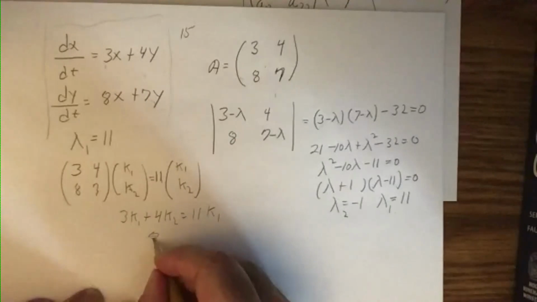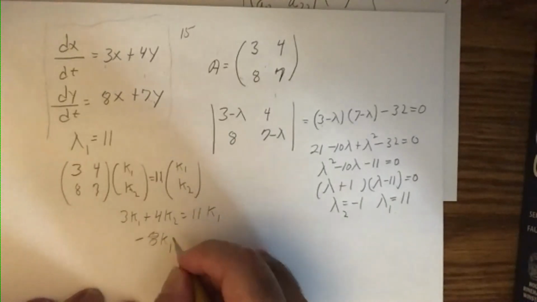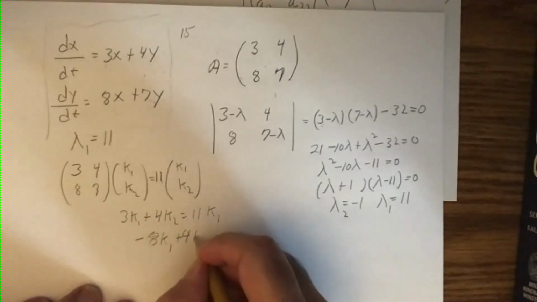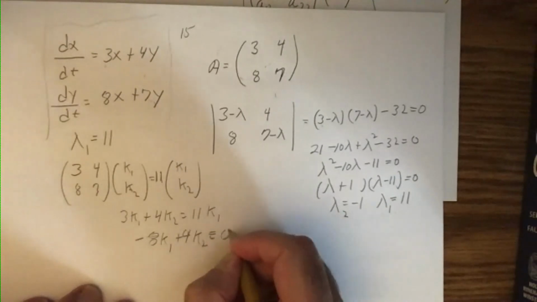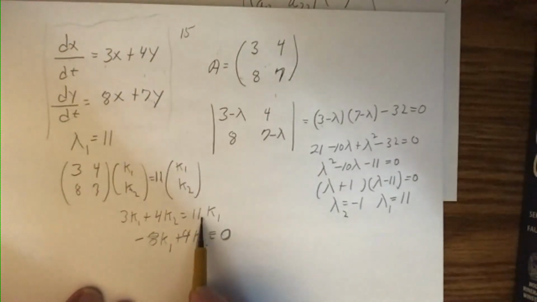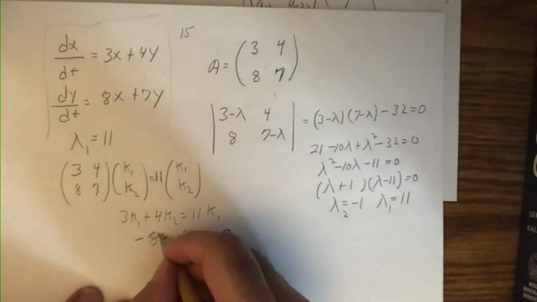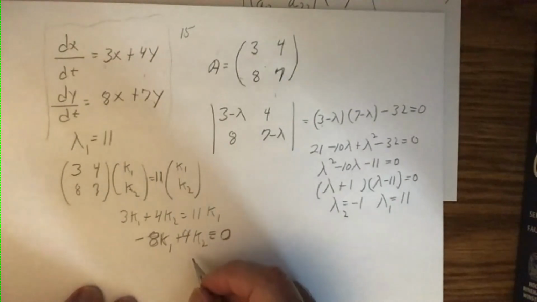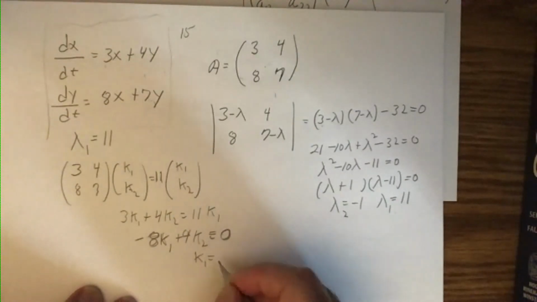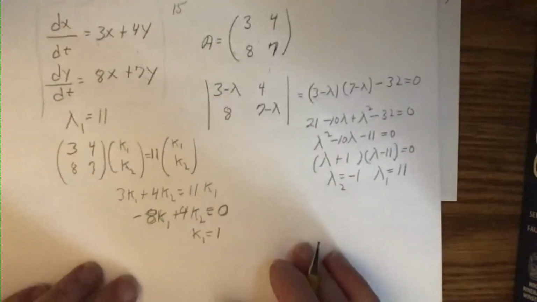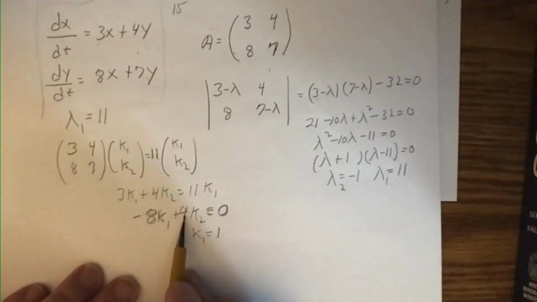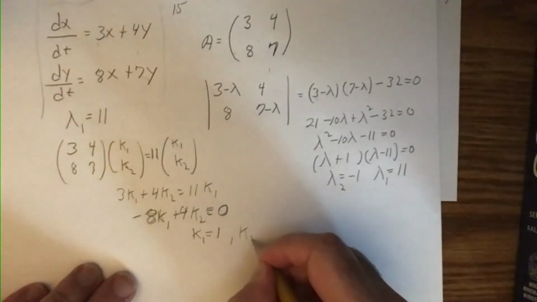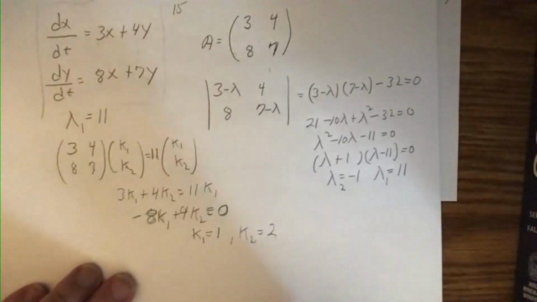I can write this as minus k1 plus 4k2 is equal to 0. If I bring the minus 11k1 over here, I'm getting the minus 8k here. So now I'm going to set k1. I always like to set k1 equal to 1. So I set k1 equal to 1. Everybody can see the k2 for this equals 0, so k2 has to be equal to 2.